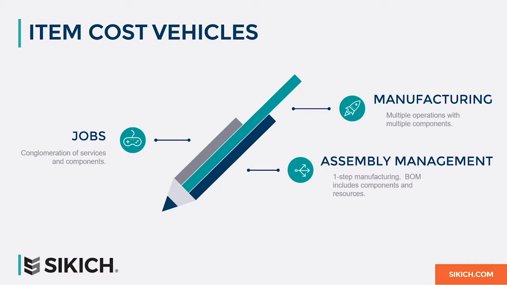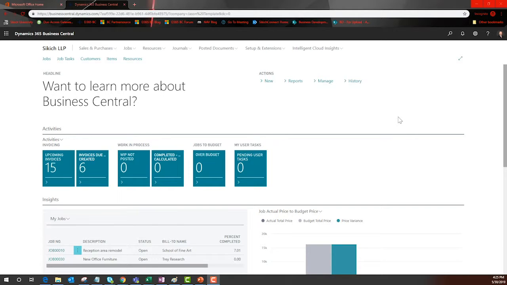Assembly is a simple form of manufacturing. The bill of material combines components and resource usage to collect labor. This is primarily used for one-step manufacturing. For example, if everything goes to a bench and a tech builds the whole thing, then assembly management is the right tool. Let's open BC as a project manager and take a look.